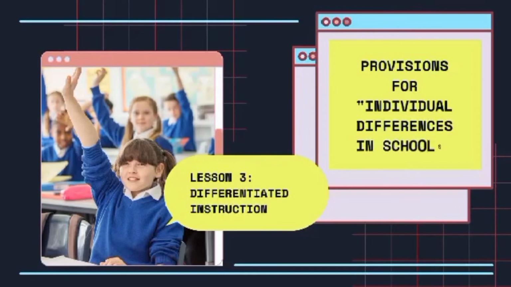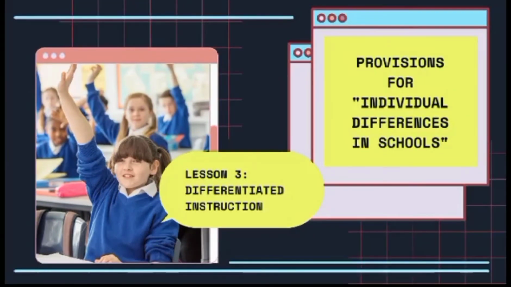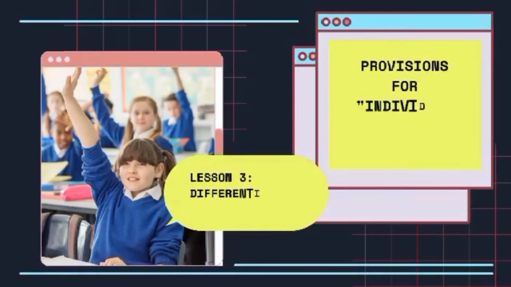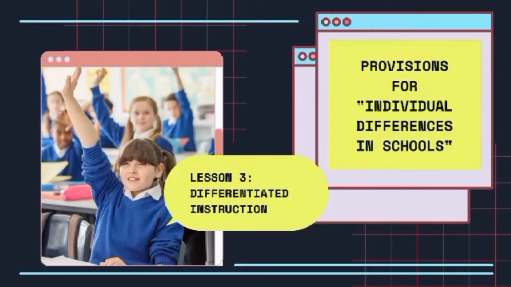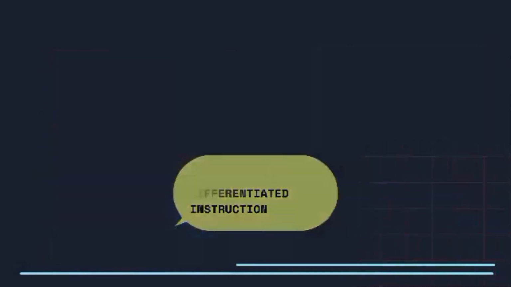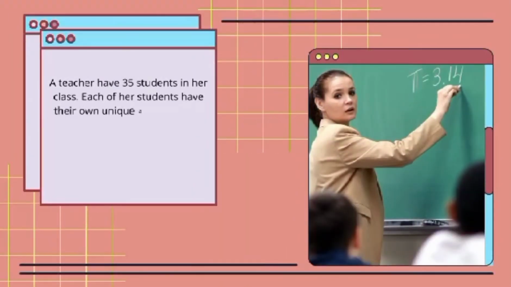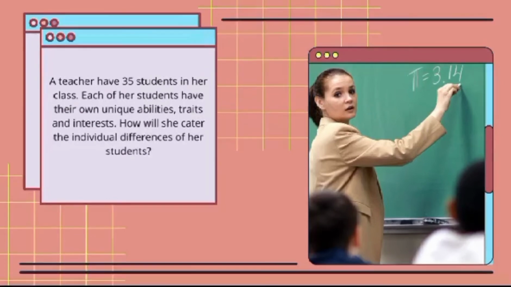So, since we are already introduced to individual differences, let's now move on to the provisions for individual differences in school. Since we have differences, we can say that in schools, educators will really have a hard time to cater to all the differences of the students. But in order to give a quality education, teachers should provide adjustments and some modifications. Here's an example scenario. A teacher has 35 students in her class. Each of her students has their own unique abilities, traits, and interests. How will she cater to the individual differences of her students?